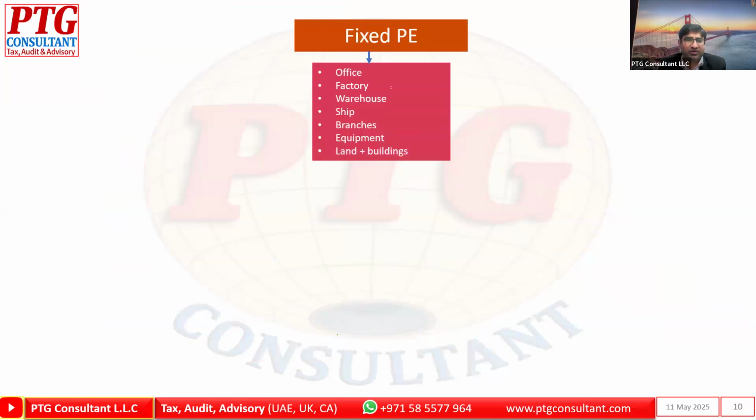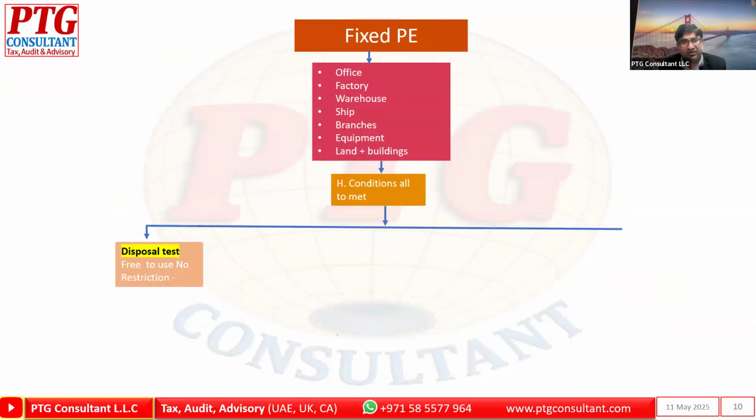Let's go to fixed place PE. We understand, with repetition many times, office, factory, building, warehouse. Here we have to apply additional tests. One, we already saw the duration. Next we are going to see the duration test in the contract, sub-construction PE. Here for the fixed place PE, the branch we can also add over here. It's already there.